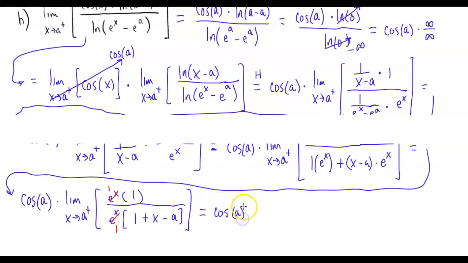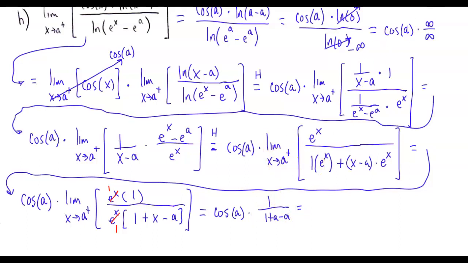So we have cosine of a times, and so now, since I have these e raised to the x's reduced to 1, I can literally just plug in a everywhere where I see x. And so here this will give me 1 divided by 1 plus a minus a. And of course, all of what I'm seeing here is just going to be 1. So my result just ends up being cosine of a for my final answer, where again, cosine of a is just some constant number. All right, let's look at the next example.